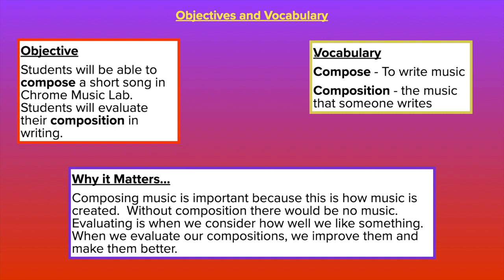Our vocabulary are compose, which means to write music, and composition, which is the music that someone writes. And why it matters. Composing music is important because this is how music is created. Without composition, there would be no music. Evaluating is when we consider how well we like something. When we evaluate our compositions, we improve them and make them better.